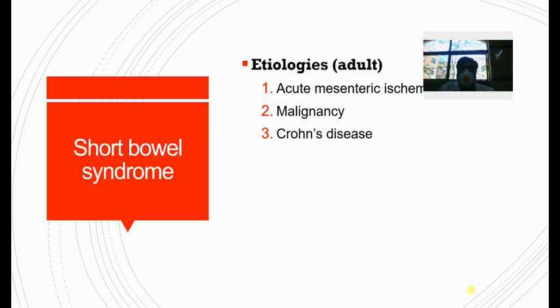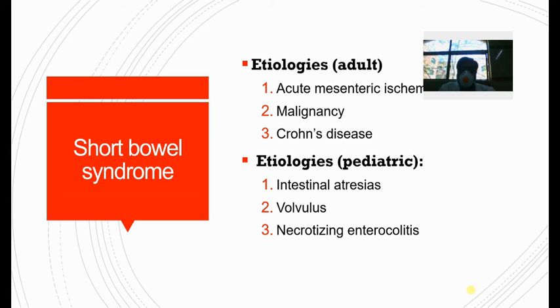So among adults, acute mesenteric ischemia, malignancy, and colon disease usually result in massive resection of the small intestine, resulting in short bowel syndrome. While in the pediatric groups, it is intestinal atresia, volvulus of the small intestine, and necrotizing enterocolitis, which usually result in short bowel syndrome.